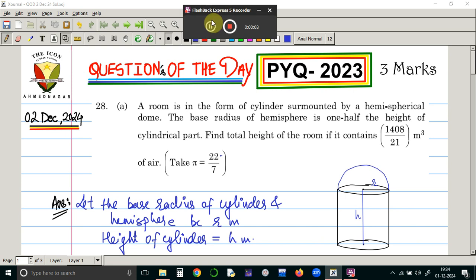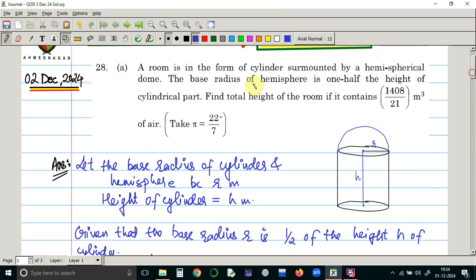Hello students, in this video we are going to solve these two questions which were asked in 2023 for 3 marks. So the question is like this: the room is in the form of a cylinder surmounted by a hemispherical dome. The base radius of the hemisphere is 1/2 the height of the cylindrical part. So the radius is 1/2 of the height of the cylinder. Find the total height of the room.